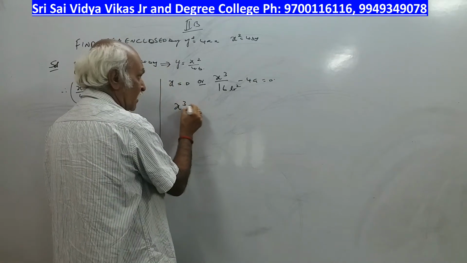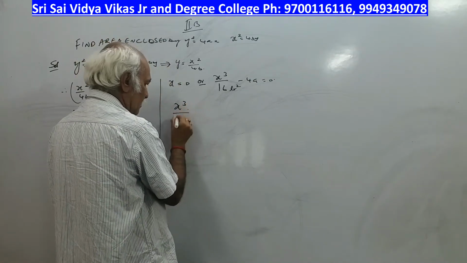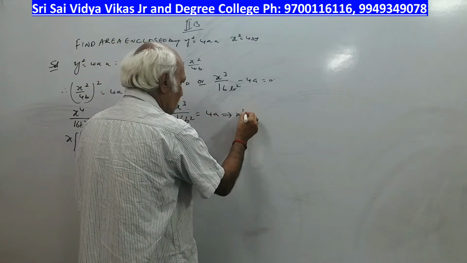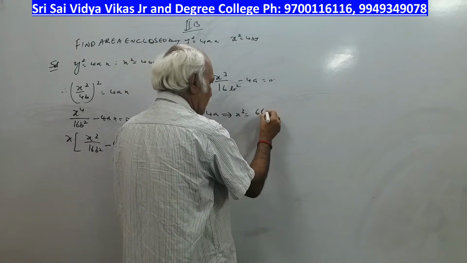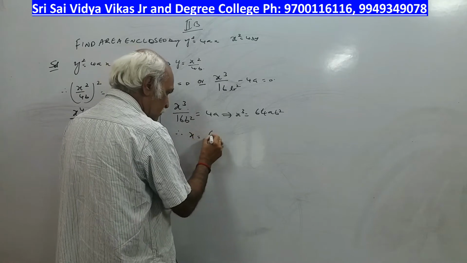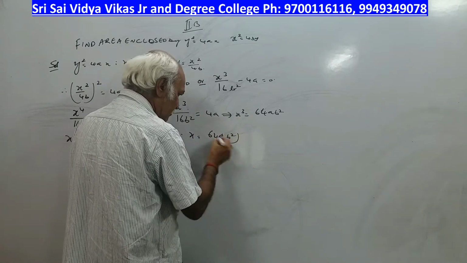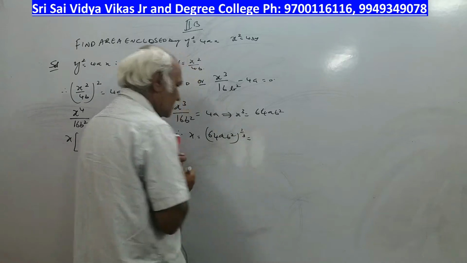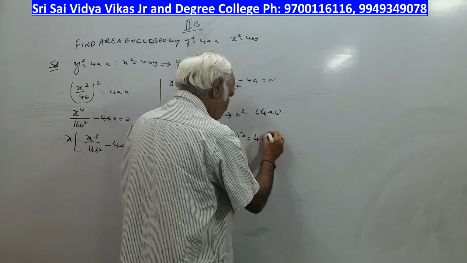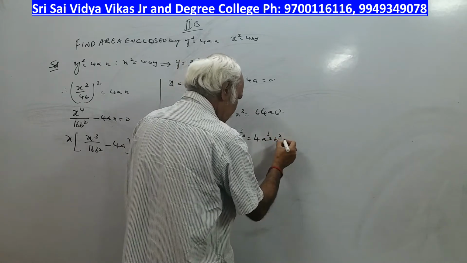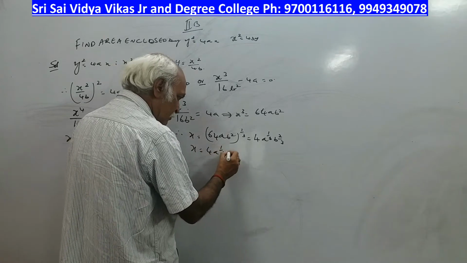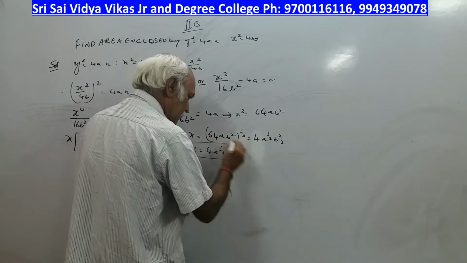From this, x cube by 16b square is equal to 4a. x cube is equal to 64ab square. Therefore, x is equal to 64ab square to the power of 1 by 3. Okay, 64 means 4 cube will come. So here 4 will come. 4 into a power 1 by 3, b power 2 by 3. So what is the x value? 4, a power 1 by 3, b power 2 by 3.